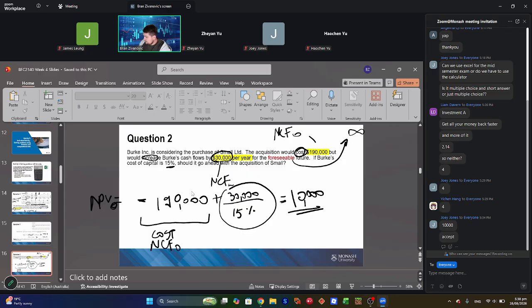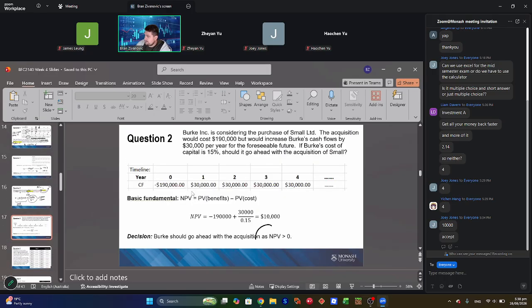Yep. So naturally, we would accept the project. Net present value is greater than zero. So in that case, we can just go ahead and accept the project.